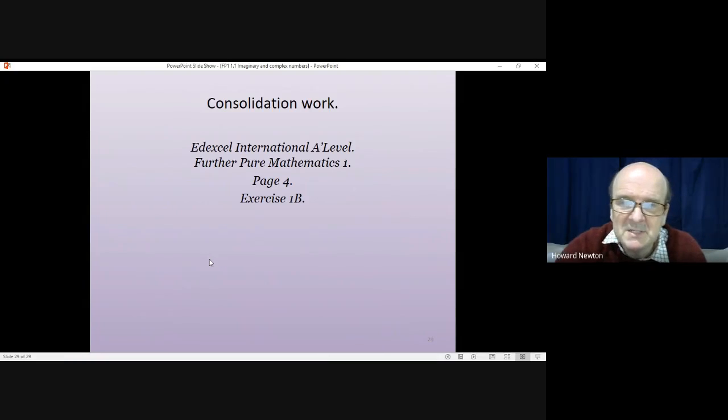Okay, that brings us to the end of section 1. And if you have the textbook, go to page 4 and have a go at exercise 1b.